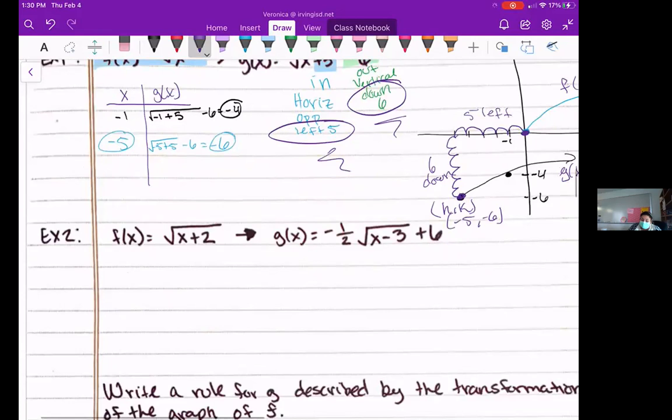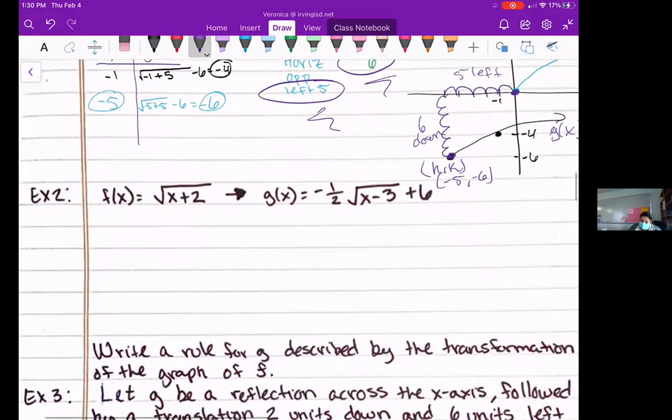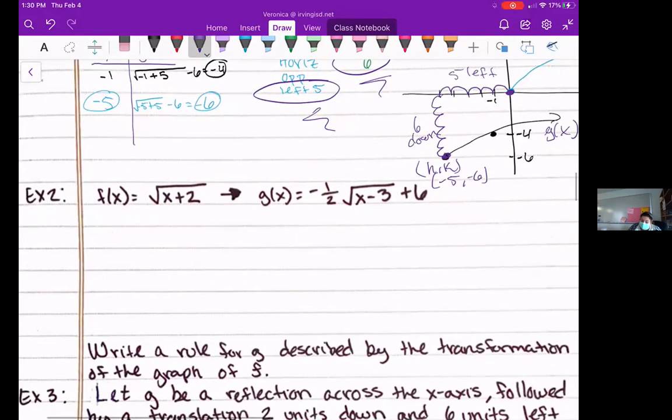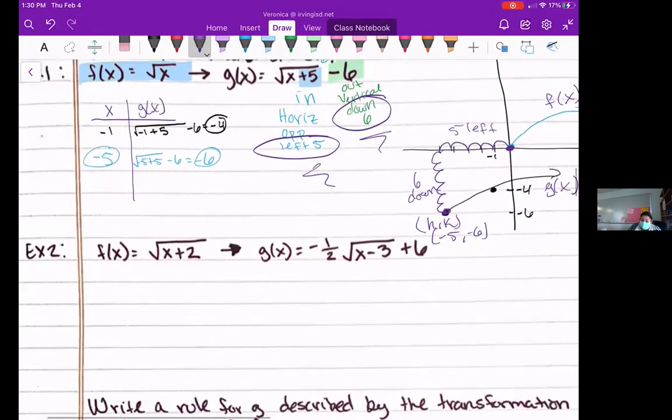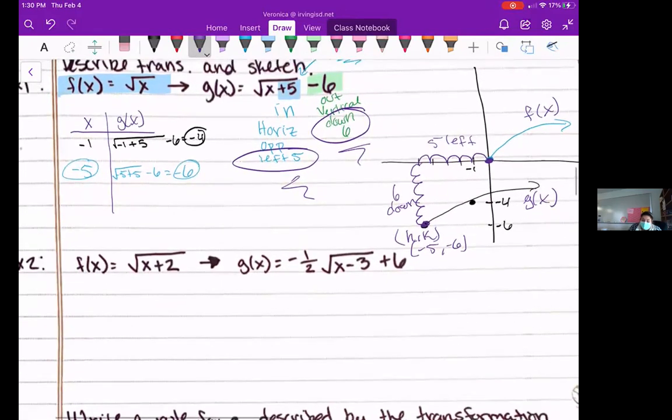Now, example 2. We have x plus 2 is our original. Now here, you're going to notice, so I kind of want y'all to still be able to see that. You should notice that for f of x, this time we have a plus 2 inside. So we're not looking at the parent function. We're looking at a transformed version of the parent function already, but that's fine. It doesn't really matter. You should still be able to tell me how it changed by comparing them.